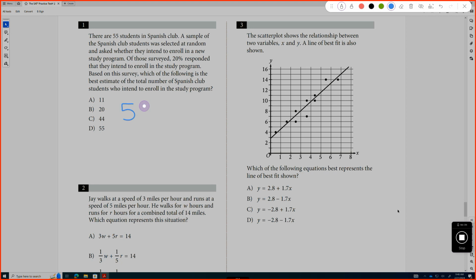We just need to know 20% of 55. So we multiply 55 times 0.2, and since you are going to be able to use the calculator on both sections of the SAT, that's going to be equal to 11. So your answer is A. Let me see number 2.